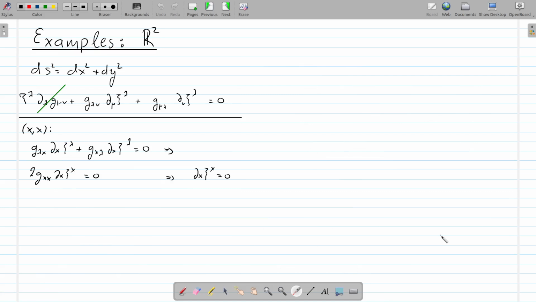Now, let's move on to another example. We consider the plane R2. Although this is simpler than the case of the sphere, it will give us an important lesson. So that's why we study it here in detail. R2 is considered with the usual flat metric, which in Cartesian coordinates is given by this line element.